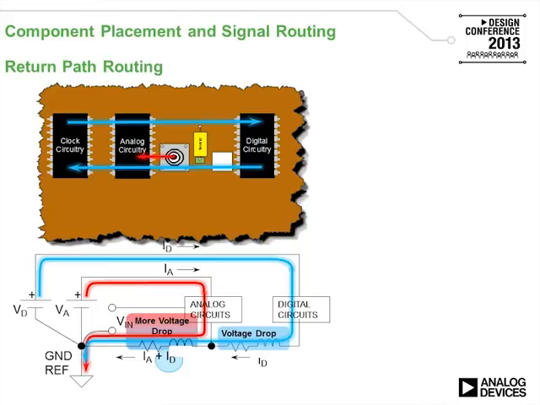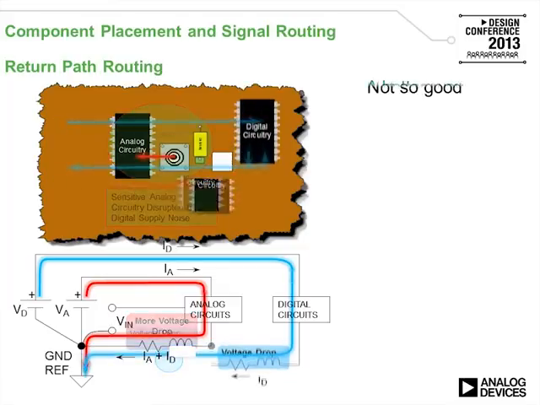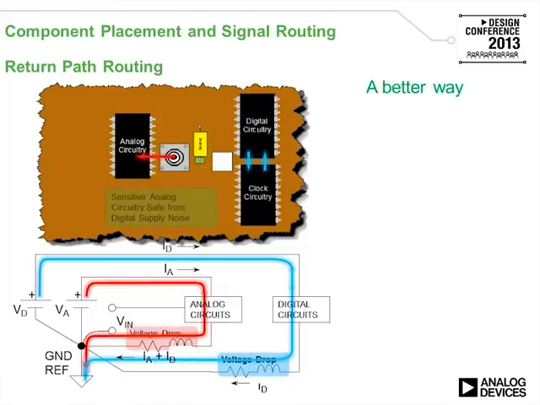Note that the digital circuit is going to make an additional voltage drop on the analog circuits, and the effect of this is that the sensitive analog circuitry is disrupted by digital supply noise. There's an alternate to this, and a slightly different arrangement will remove the effect of the digital circuit on the analog.